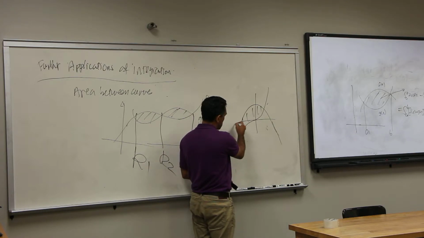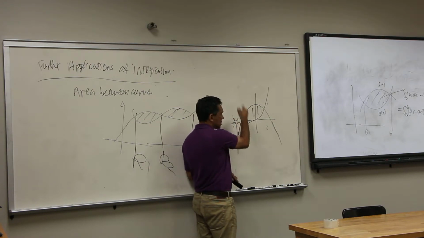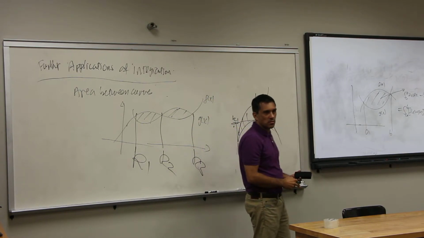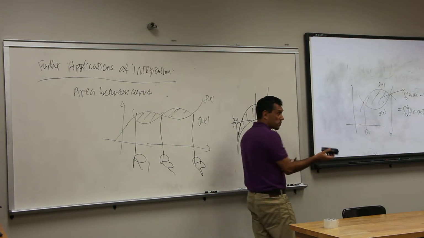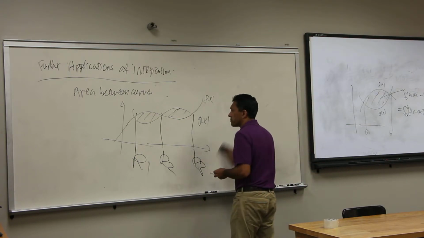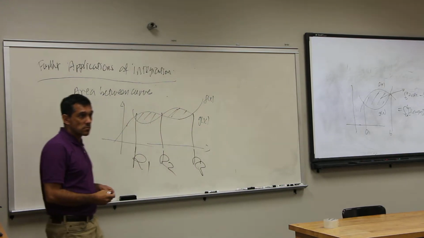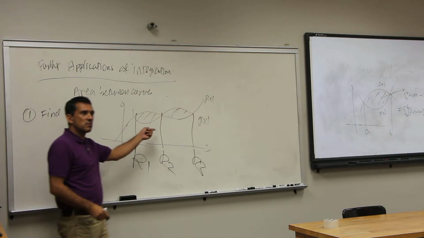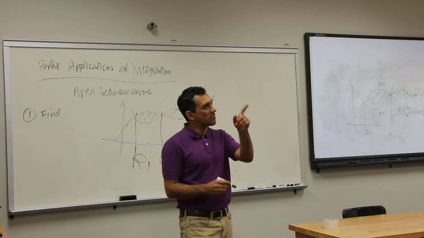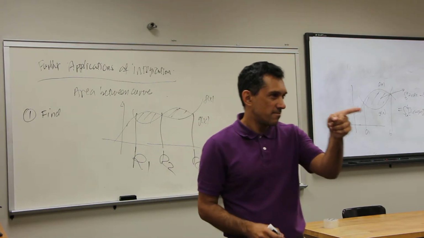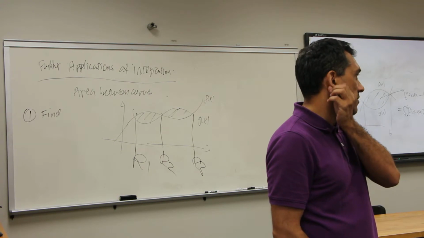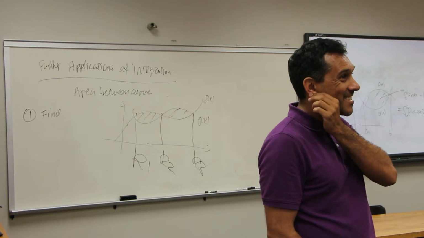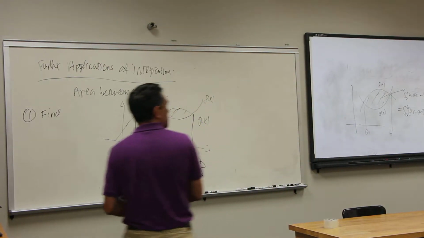What is this knot? What is this knot? So the first step in this procedure is to find the knots. How do you find the knots? You have to solve an equation. You have to solve an equation. And you are all experts at solving equations. That's why you took pre-calculus.